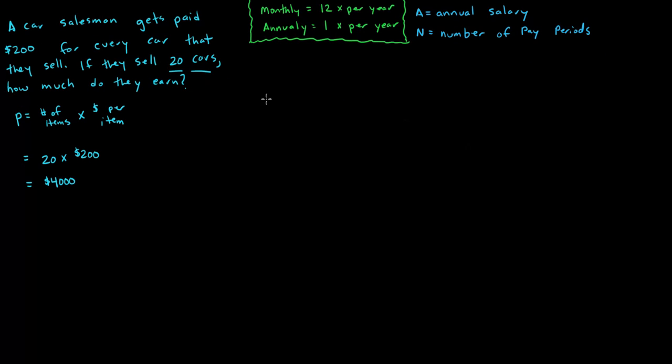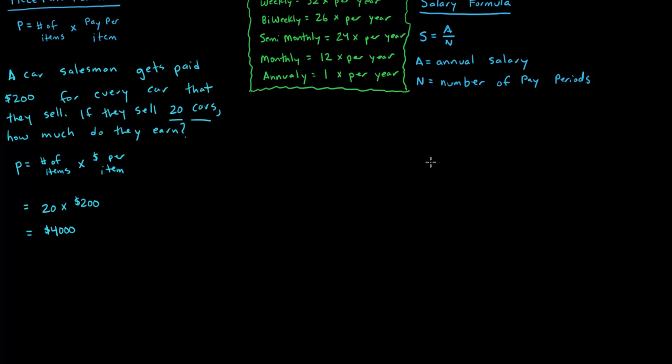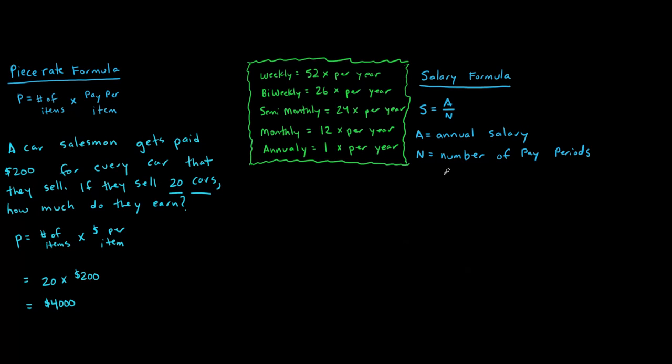So now let's take a look over to the other side of this screen, and let's look at the salary formula. A lot of the times people will say, well, I get paid every other week and I make $1,000 every other week. How much do I make in a year? Or maybe they'll say, I make $100,000 a year. So how much does that person make a month? This is how we would figure that out.